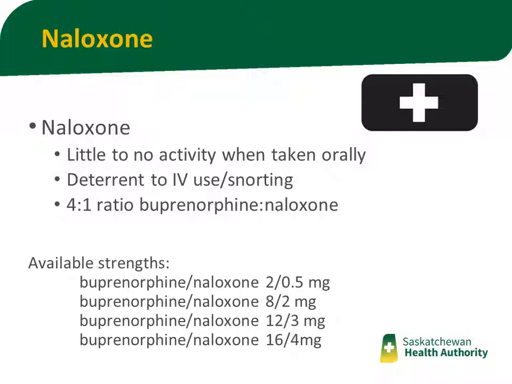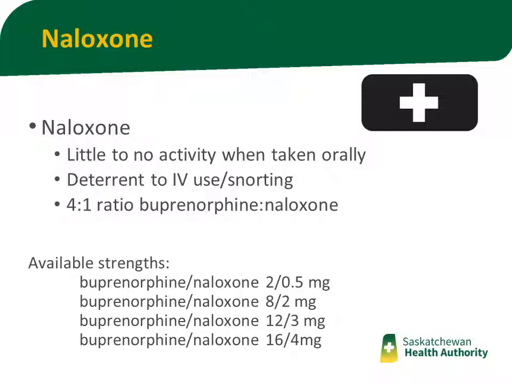The second medication in this formulation is naloxone. Naloxone is an opioid antagonist, which means it has the opposite effect at the receptors and is used to reverse opioid overdose. It's also known by the name Narcan. However, when naloxone is taken orally or sublingually, it gets inactivated by the liver and it doesn't enter into systemic circulation, and therefore it has little to no activity.